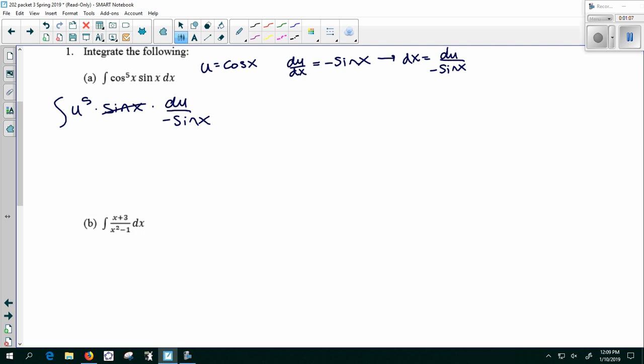And my sines cancel, but I do still have a negative sign. So then it's just an antiderivative of u to the 5th. So this becomes the negative from this negative sign down here, u to the 6th over 6 plus c. And then the last thing you have to do is plug your u back in. u was actually cosine x. So this is negative cosine to the 6th x over 6 plus c.